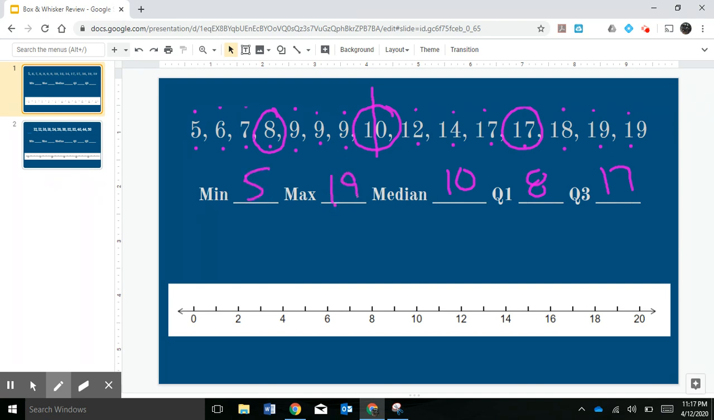So I'm going to put a dot above the 5, above the 19, above the 10, the median, and above the 8 and the 17. Once I have my 5 dots on there, I'll put a box around it and then connect them with my whiskers. And that's an easy way to do a box and whisker plot.